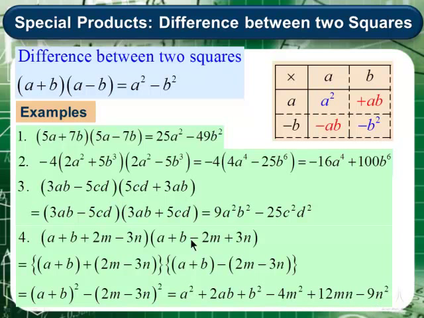So this is a slightly more complicated example, but it shows you that the difference between two squares can be applied in more than one way to simplify the expansion of a product which is seemingly complicated, like we have in example number 4.